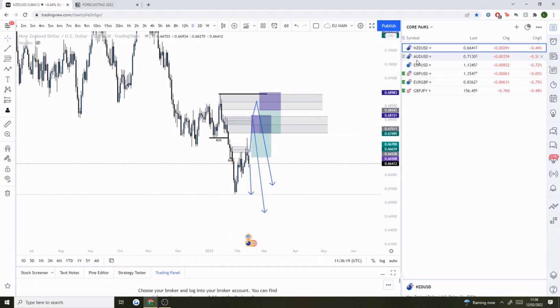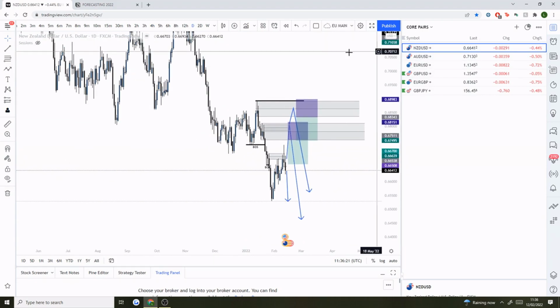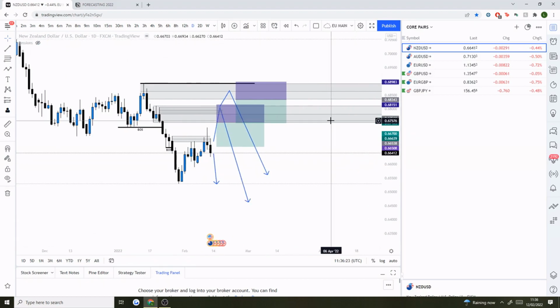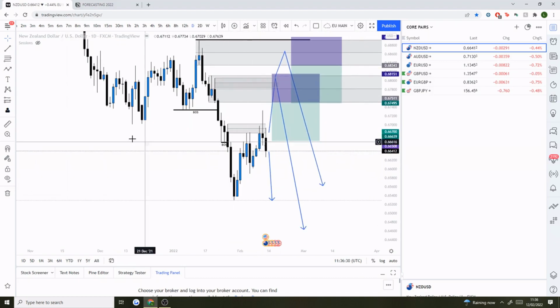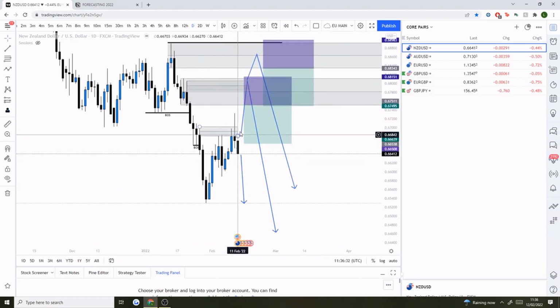So first thing this week, I'm going to be looking at the Nzd Usd. Alright, so Nzd Usd is pretty much the same as it was last week in a lot of ways, but we have seen the last 5 days obviously price action develop.